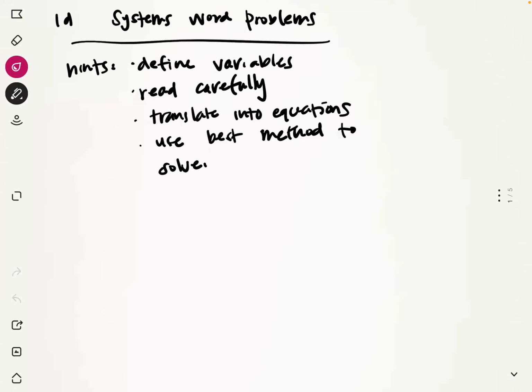Today we're looking at systems word problems, our favorite. We're going to be working on word problems and developing your word problem solving skills, and we're going to hopefully make it less daunting to do. It's going to be a little bit easier once we know what we're looking for and how to set up our problems.